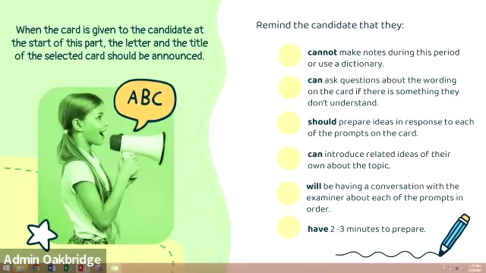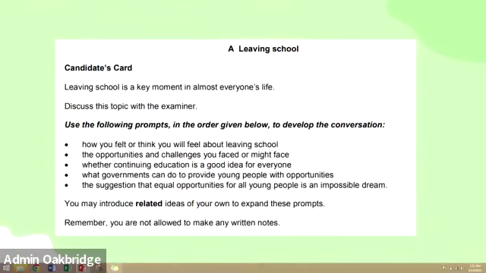And last but not least, like I said, you have 2 to 3 minutes to prepare, and you are encouraged to use the entire 2 to 3 minutes. Okay. So I'm going to show you how your topic cards will look. Please have a look here.